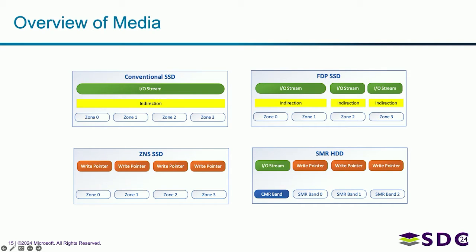And you can use that to reduce WAF quite a bit, because you can group data by lifetime, and that really helps. That is a really good thing. We're not going down that path. We're using the bottom two here.